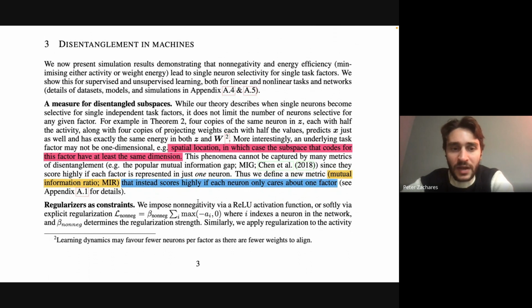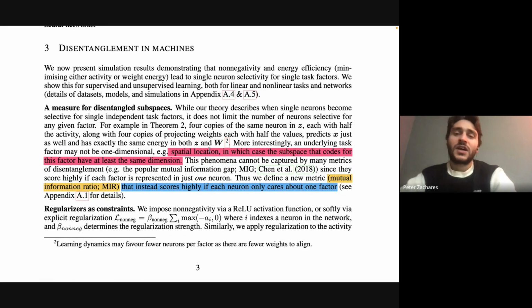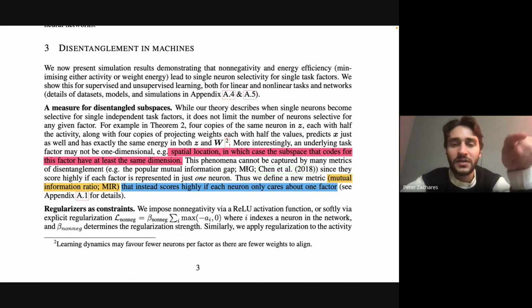And so we'll go through that, but I just want to say one thing I think is a contribution of this paper: having the different definition of disentanglement that we talked about, where they only care that each neuron picks up on a specific task factor and not that only one neuron does. So they propose a new metric, which they call mutual information ratio, as opposed to what's been used before, which is mutual information gap.